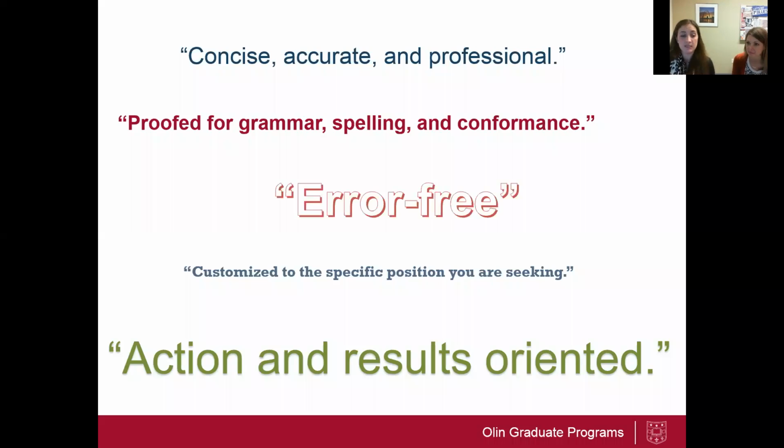And I think the biggest thing is error-free, and this means not only that of spelling and grammar error, but also that the information is accurate and that you have not embellished, and that there is not information on your resume that's false. That is extremely important as well. Now, I will mention that the resume, again, is generally a one-page resume.